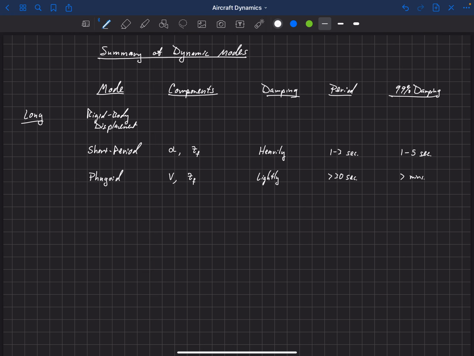So naturally, if the pilot doesn't do anything to suppress this mode, this will persist for some time. It can be for several minutes, and we'll experience several oscillations of the phugoid. Okay, so these were the longitudinal modes. Then we also looked at lateral modes.